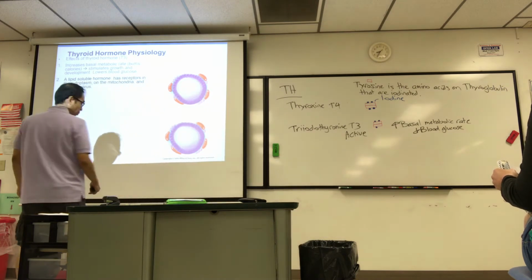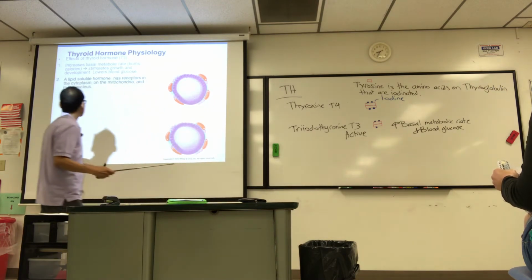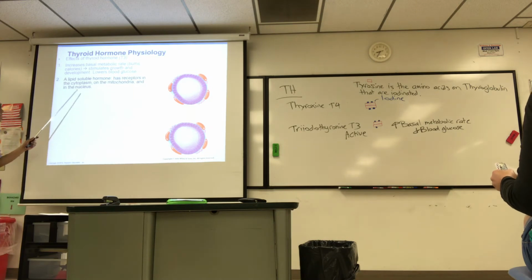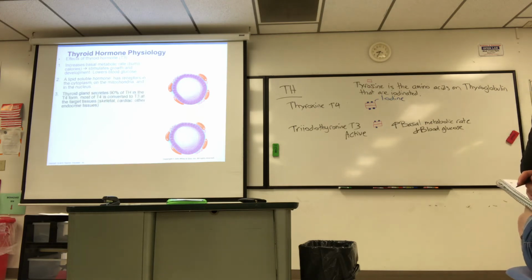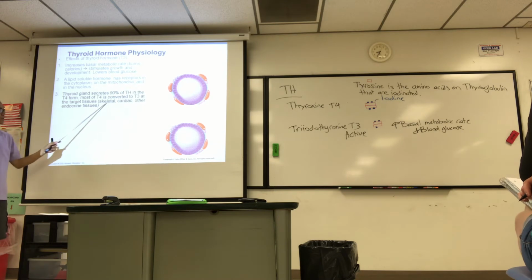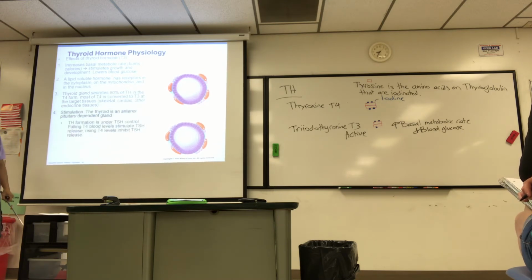Okay, a lipid-soluble hormone, so it has receptors everywhere: the cytoplasm, nucleus, mitochondria. If you're going to boost metabolism in the cell, you'll turn it on some more. It makes sense that receptors are all over the place in the cell. Like we've been saying, you mostly secrete T4, 90%. Most of it will be converted to T3 when you get close to the target tissues. It's varied, there are many tissues, mostly skeletal and cardiac muscle, okay?